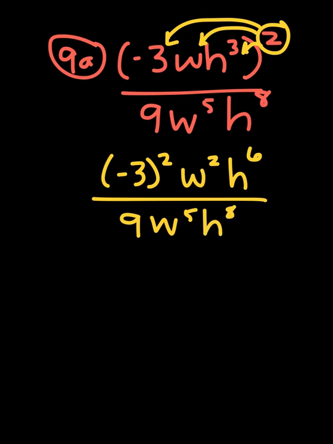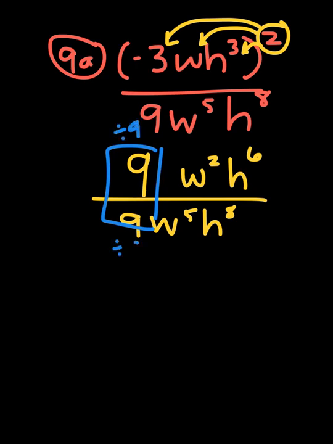Now up here, negative 3 squared is really negative 3 times negative 3, which is positive 9. So I'm going to start off with the positive 9 and the positive 9 in the denominator. Both are divisible by 9. When I divide both by 9, I get 1, so it's almost like these cancel out completely.